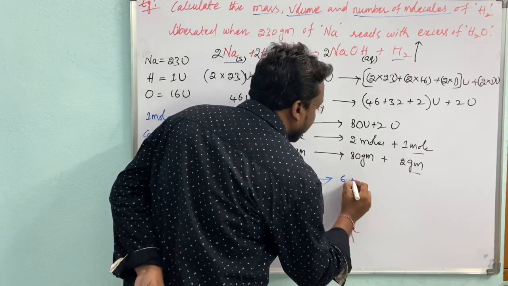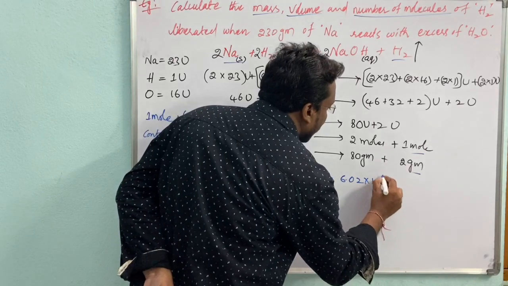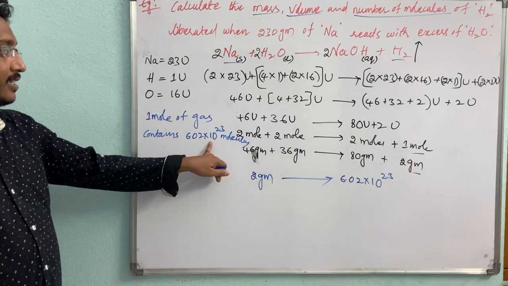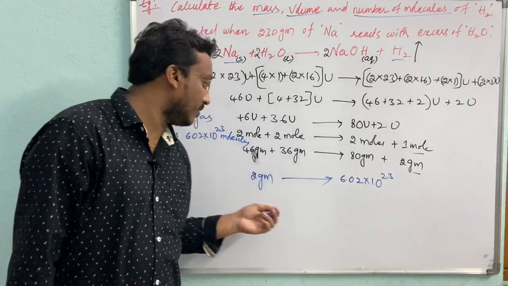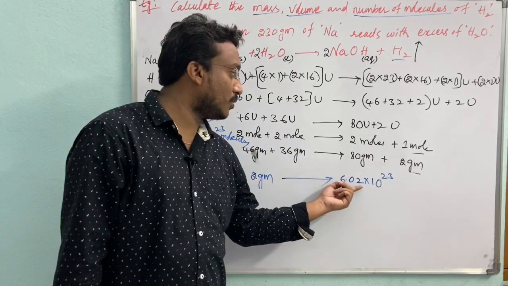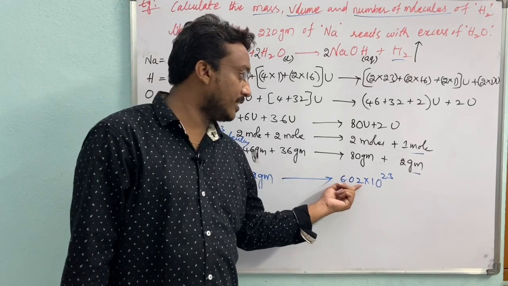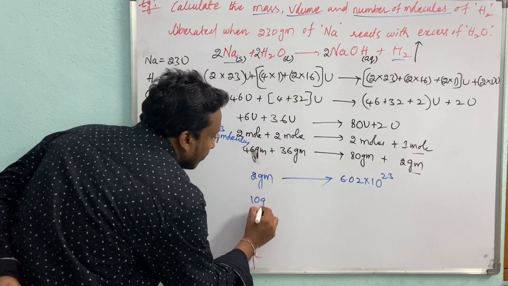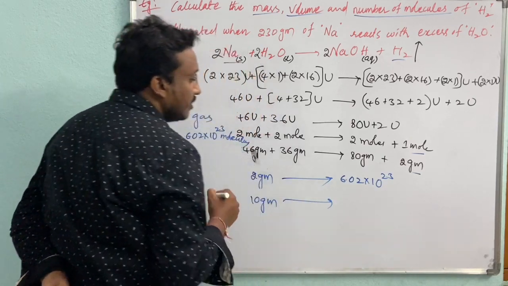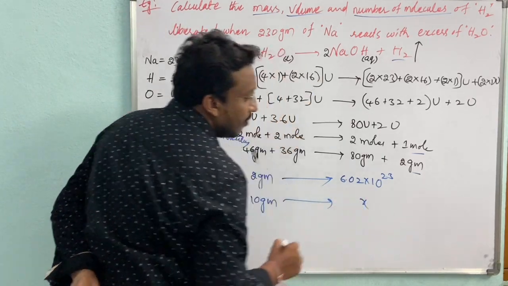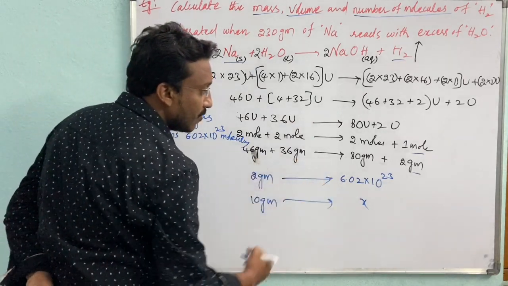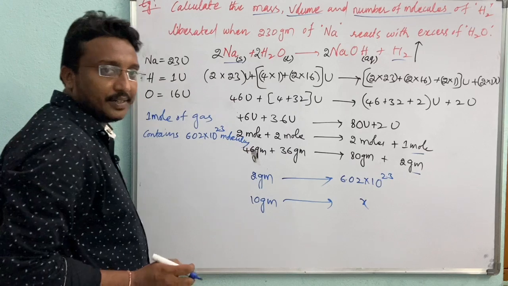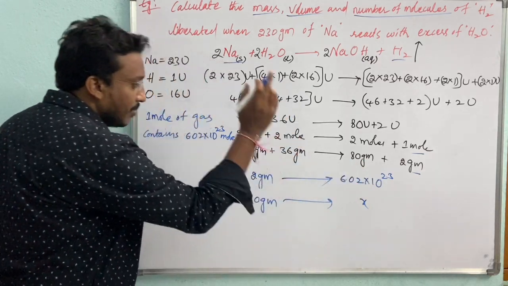6.02 into 10 to the power of 23 molecules. 1 mole contains 6.02 into 10 to the power of 23 molecules, that means 2 grams of hydrogen contains 6.02 into 10 to the power of 23 molecules. That means 10 grams of hydrogen contains how many molecules? That we are going to find. We don't know the answer, so let it be x, again cross multiplication.